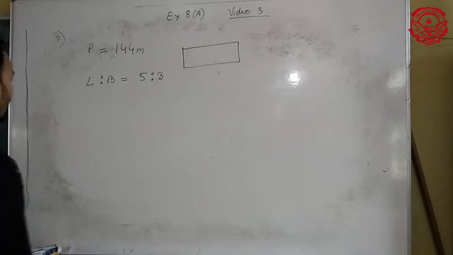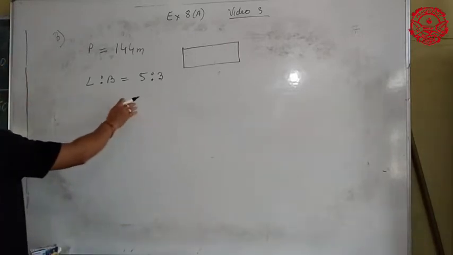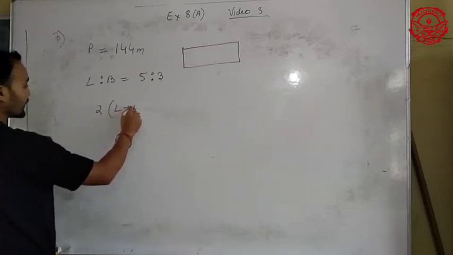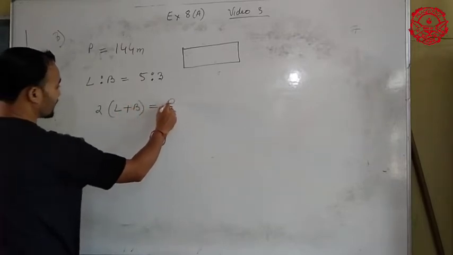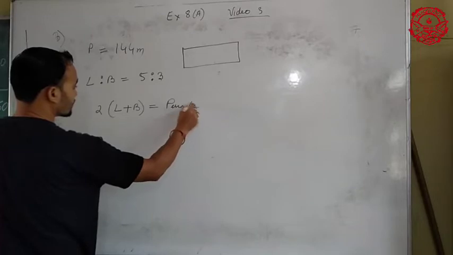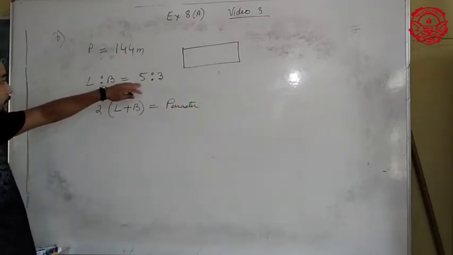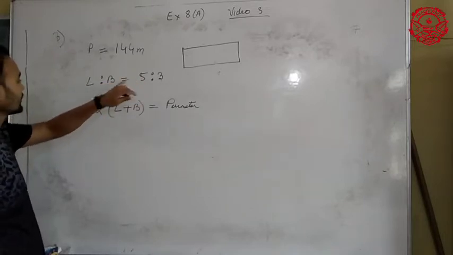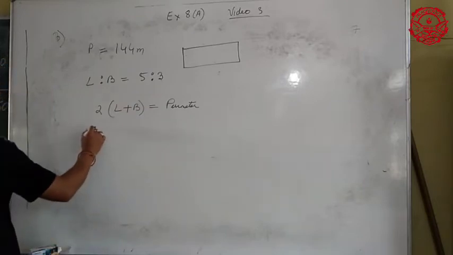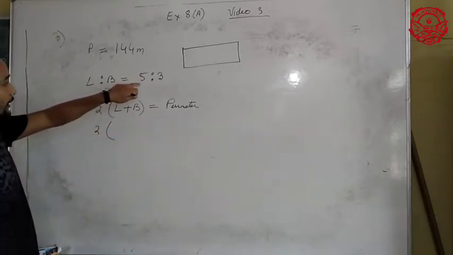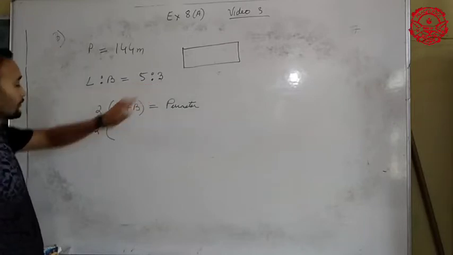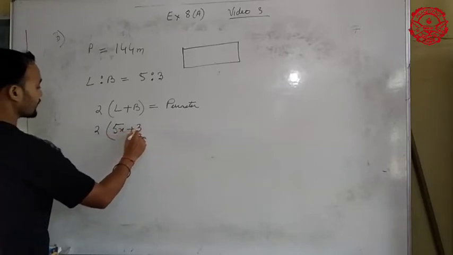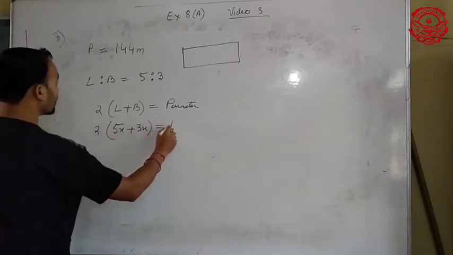Okay, I will show you one new one. Now see, what is the formula for perimeter? 2 into (L plus B) is equal to perimeter. Right? Perimeter. Okay, see, 5 is the value of length, 3 is the value of breadth. Now put the value. Instead of 5, we can put 5x. Let the unit be x. So 5x plus 3x, it will be 144.